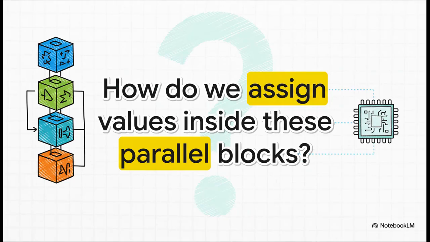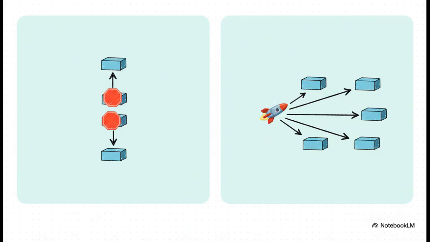Okay, that brings up a really, really important question. If everything is happening in parallel, how do we safely change the value of a variable inside one of these blocks without causing total chaos? The way Verilog handles this is one of its most critical concepts. So, Verilog gives us two types of assignments.